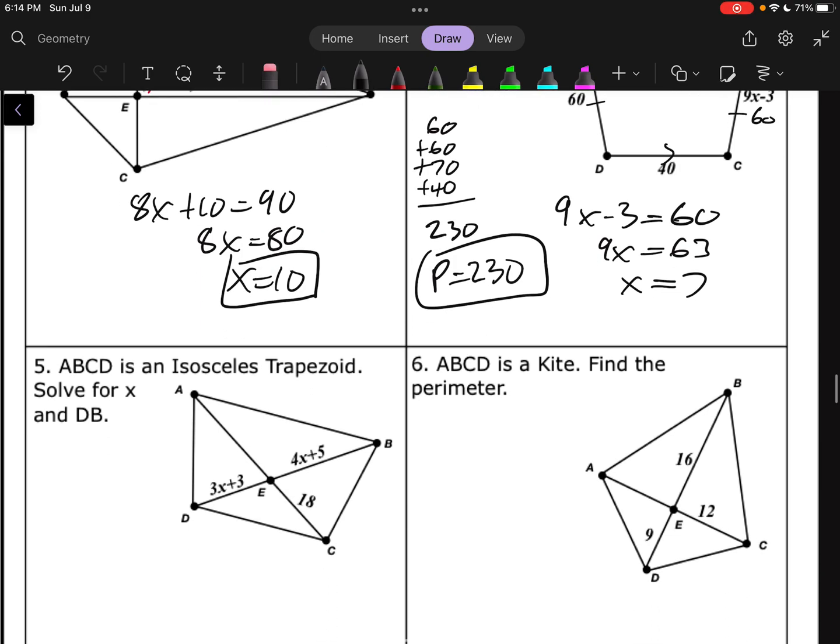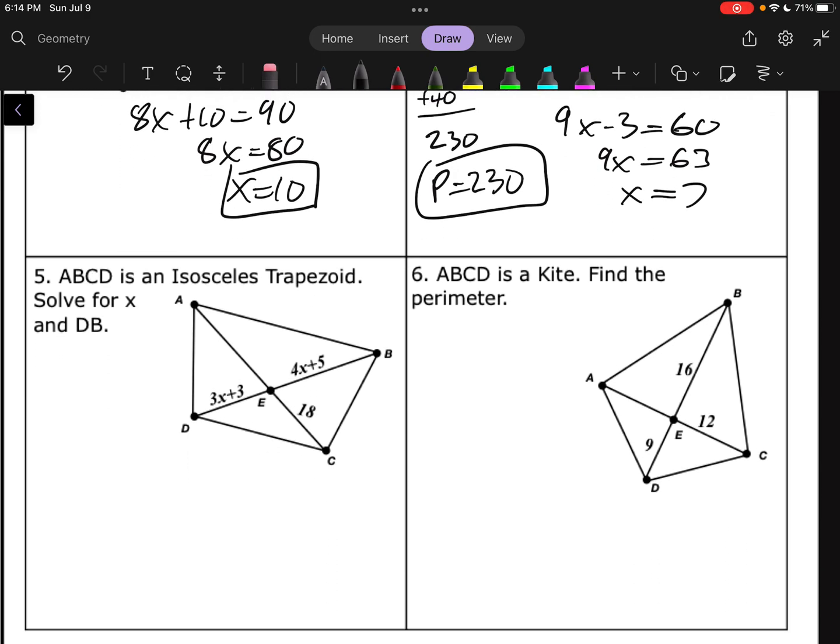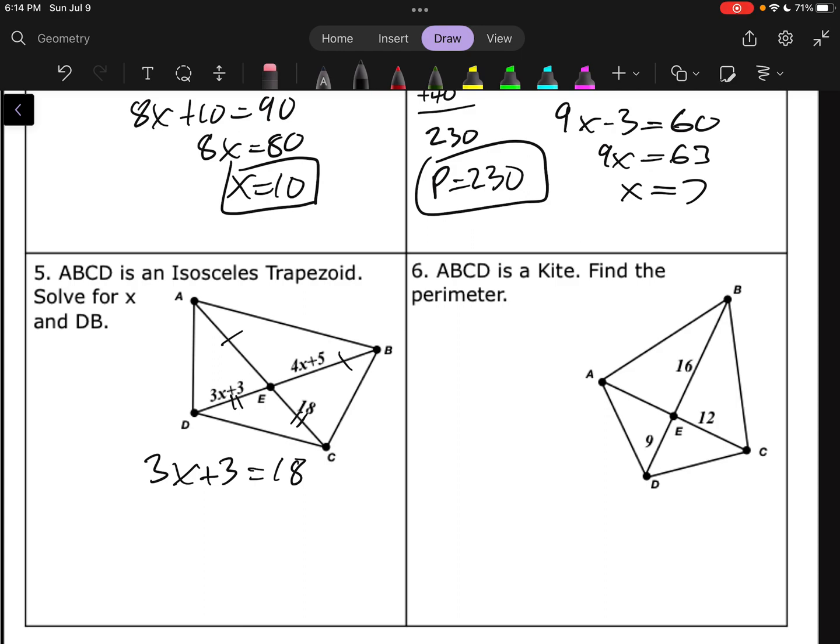All right, this one, solve for x and DB with this nice isosceles trapezoid. Okay, so this one's kind of tricky because we know that those two parts are the same and these two parts are the same. So if I want to find x, I need to make sure I do 3x plus 3 is equal to 18. Don't set it equal to the 4x plus 5 because those chunks are not the same in an isosceles trapezoid. This is not a rectangle. So that's 3x is equal to 15, so x is 5.